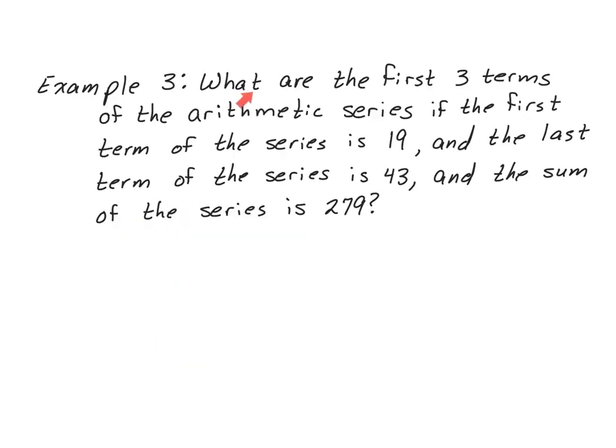All right, so this question is asking us, what are the first 3 terms of the arithmetic series if the first term of the series is 19, the last term is 43, and the sum is 279. So let's think about what we are given right here. We know that the first term of this series is 19, and then we're going to be adding a bunch of terms together. We do not know how many, and then we know the last term of this series is 43. What we do not know is how many terms there are.